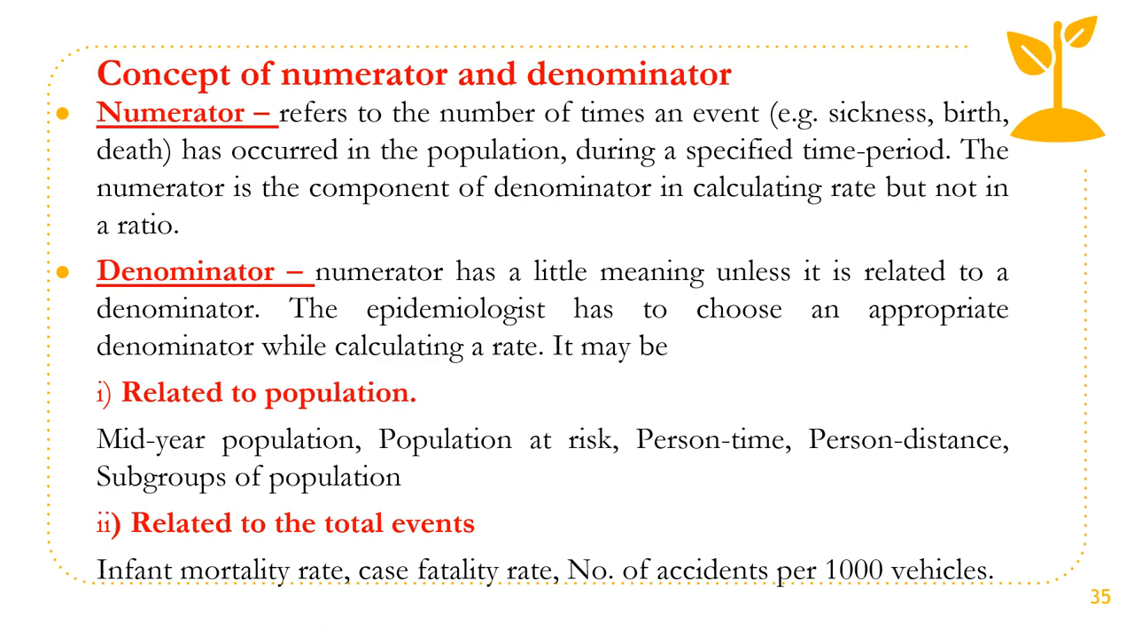Coming to the denominator: the numerator has little meaning unless it is related to a denominator. The epidemiologist has to choose an appropriate denominator while calculating the rate. Rate means it should have both a numerator and a denominator, and they should be related. I will explain how it should be related. Related to the population, like mid-year population, population at risk, person-time, person-distance, subgroups of the population. Then related to the total events, for example infant mortality rate, case fatality rate, or number of accidents per 1000 vehicles.